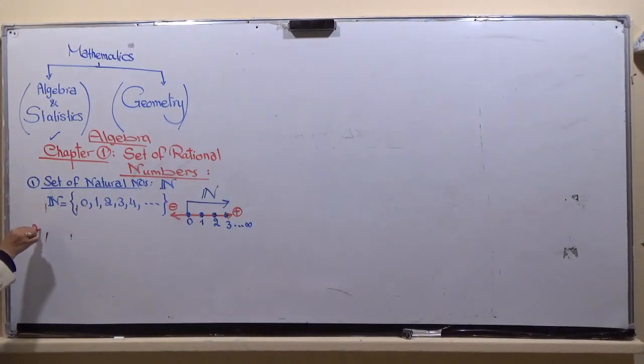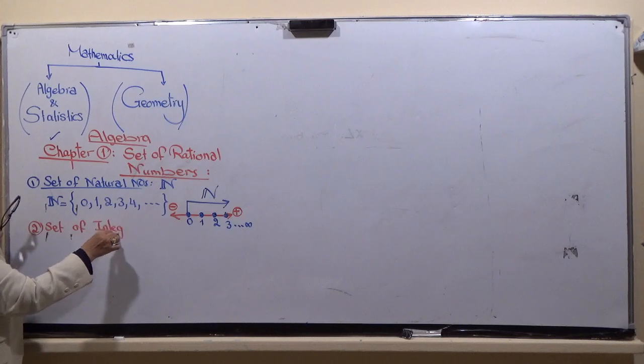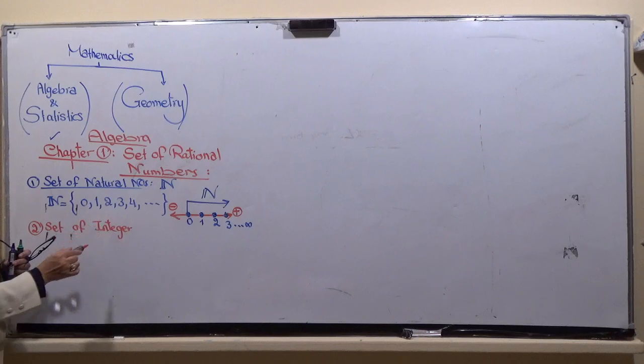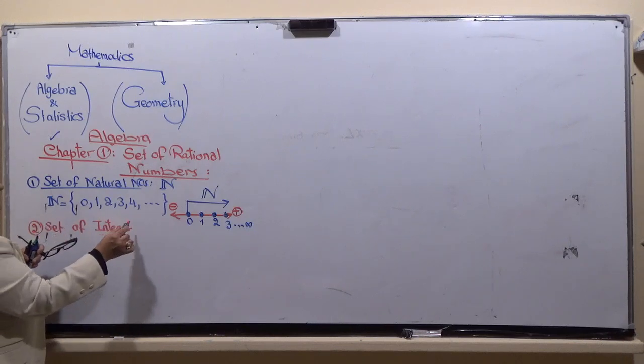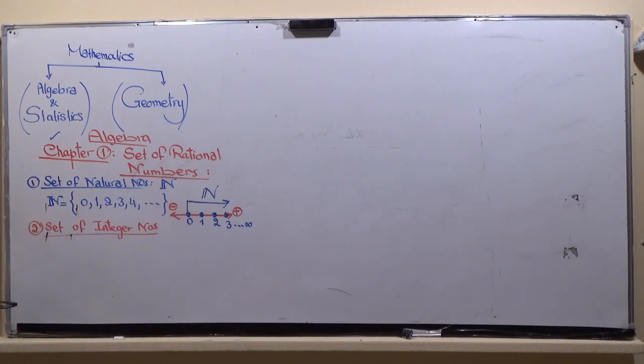The second set we studied before is the set of integers. Sometimes in other countries we say it differently, so both of them are correct. It depends on the country. The set of integers looks like this: Z. This is the set of integer numbers.